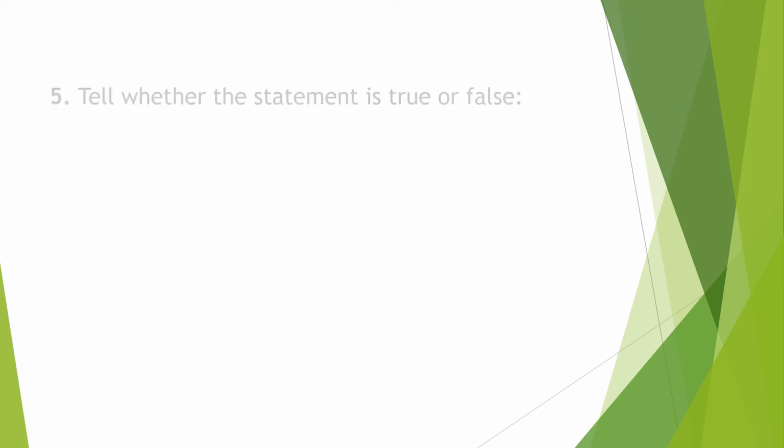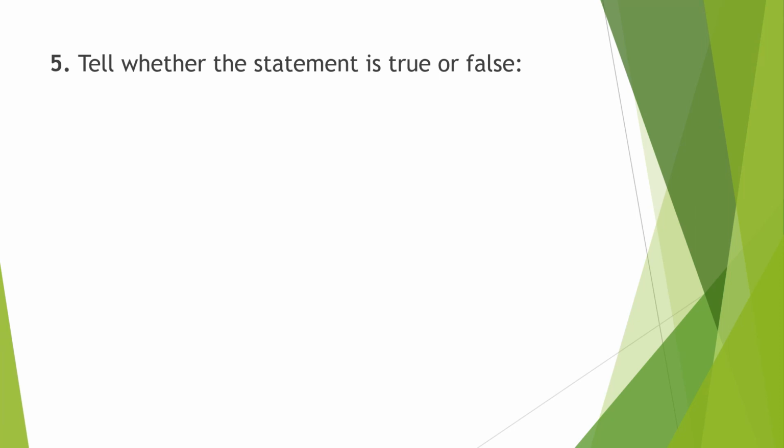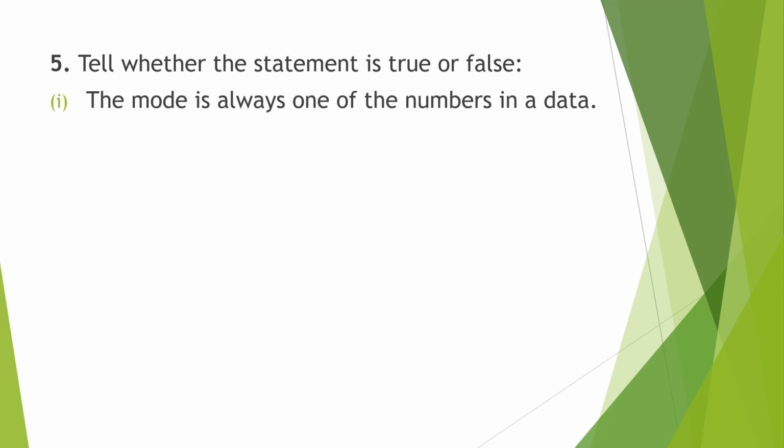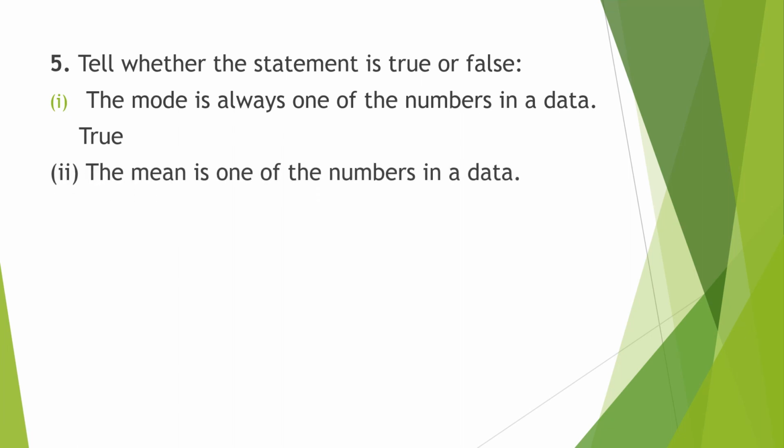Now we move to question number 5. Tell whether the statement is true or false. The first statement: the mode is always one of the numbers in a data. True. The mean is one of the numbers in a data. It is not necessary, so the answer is false. The median is always one of the numbers in a data. That is true.